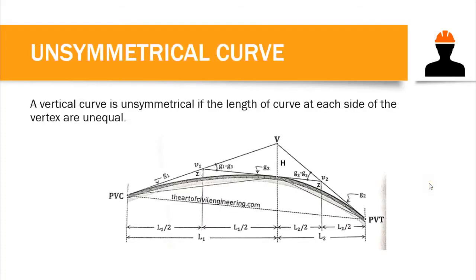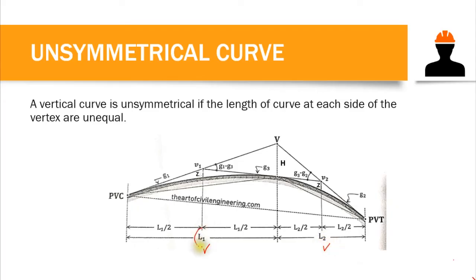Okay, so what is an unsymmetrical curve, to be specific? A vertical curve is said to be unsymmetrical if the lengths of the curve at each side of the vertex are unequal. Unlike in a symmetrical curve, in which the vertex is located at mid-span from PVC to PVT, in an unsymmetrical parabolic curve, as you can see, we have unequal lengths from PVC to PVT.